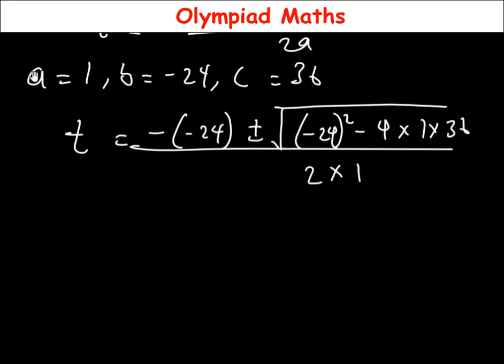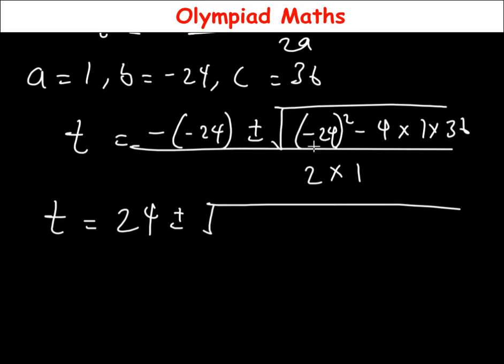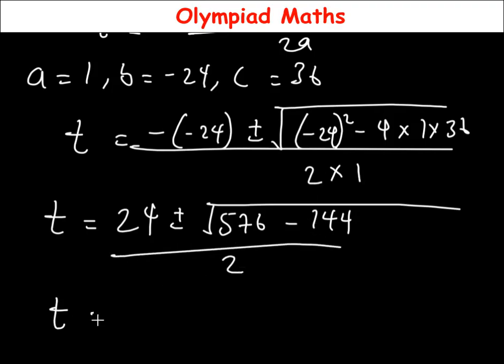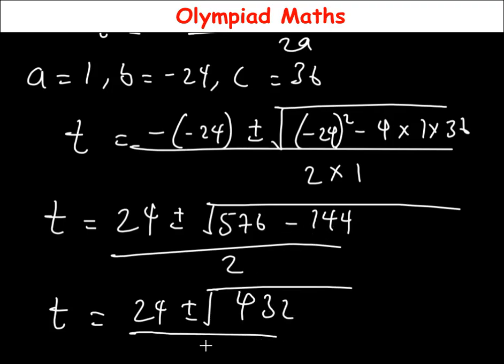So with this, the value of t is then equal to minus times minus 24 is equal to plus 24, plus or minus square root of minus 24 squared is equal to 576, then minus 4 times 1 times 36 is equal to 144, all over 2 times 1 is 2. So t is equal to 24 plus or minus square root of 576 minus 144 is 432, all over 2.